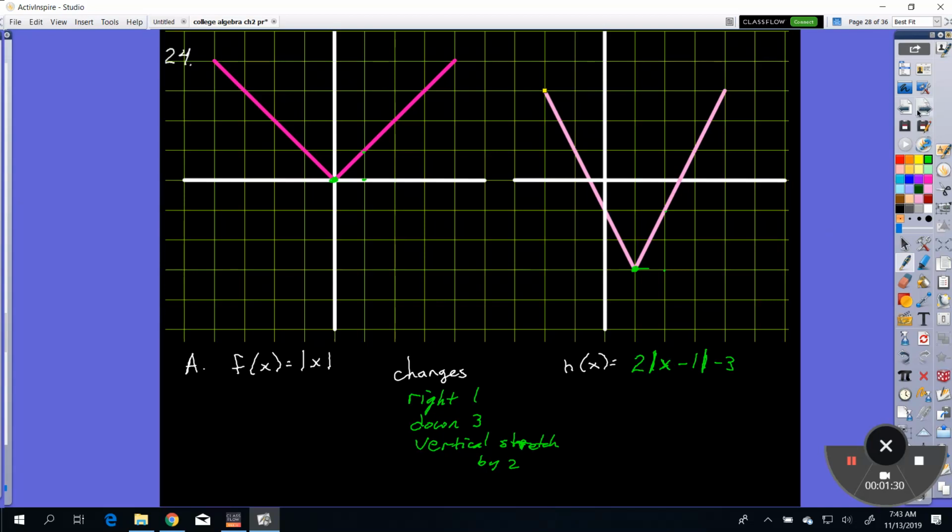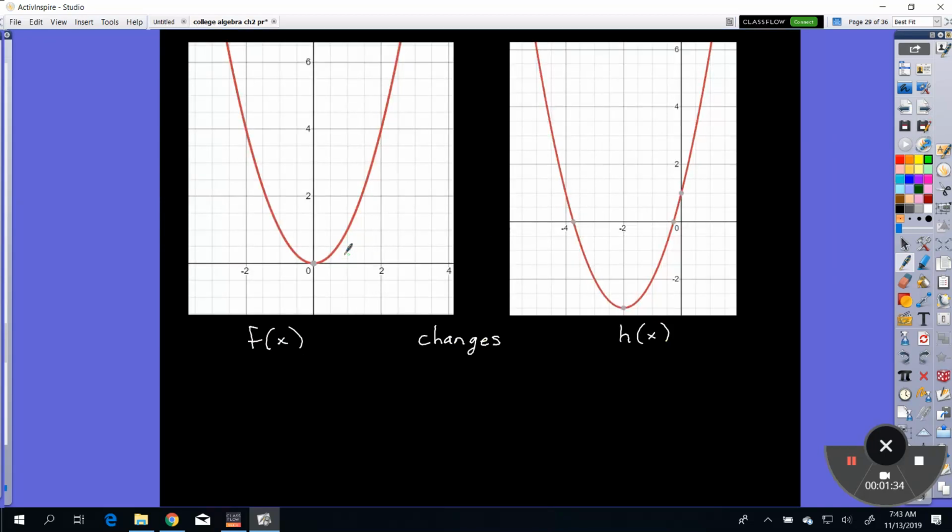So that was part A. Part B. So again, I'm looking at the middle of this one. And see, when I go over 1, I've gone up 1. When I've gone over 2, I've gone up 4. So this graph, you should be able to remember that, is an x squared graph.